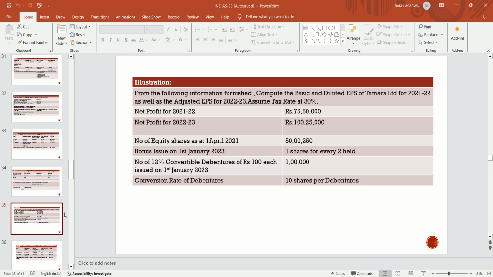Now the number of equity shares as on 1st April 2021 is given. A bonus issue on 1st January 2023 is 1 share for every 2 shares held. 12% convertible debentures of rupees 100 each issued on 1st January 2023 number 1 lakh. The conversion rate of the debenture is 10 shares per debenture.